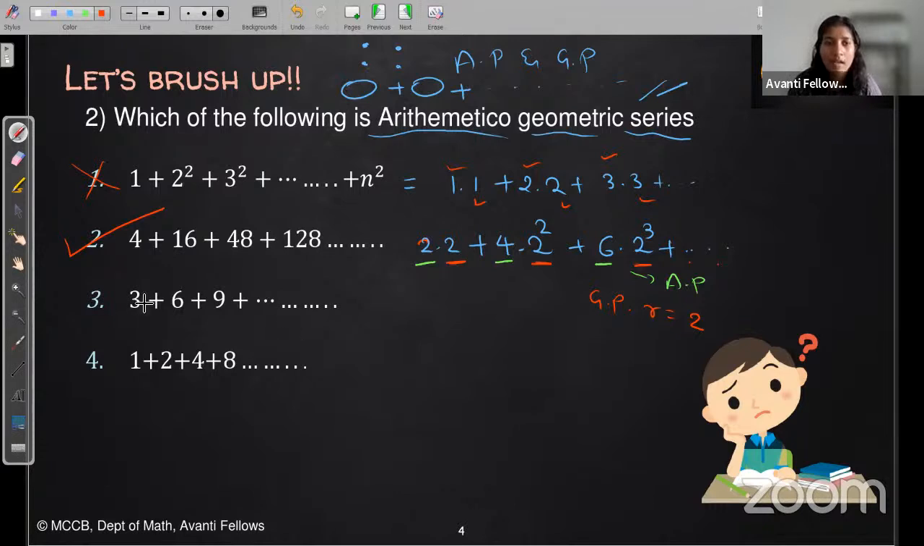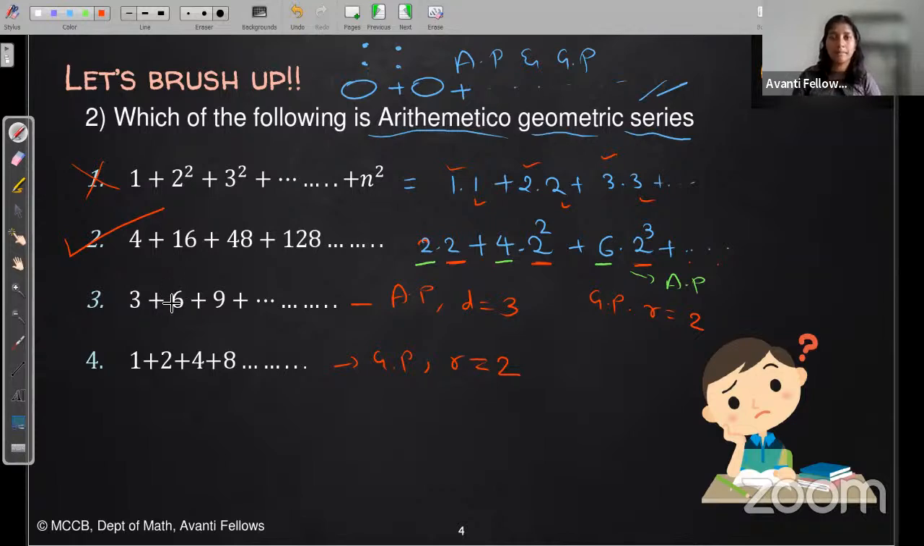Well, so coming to option 3, you can answer it. It's an AP with a common difference 3, right? Between each consecutive term, the difference is 3. And coming to the last one, it's a GP with a common ratio 2. So these are purely AP, purely GP. So the only option that we are left with is option 2. So it's an arithmetico-geometric series. So is it clear to you all?